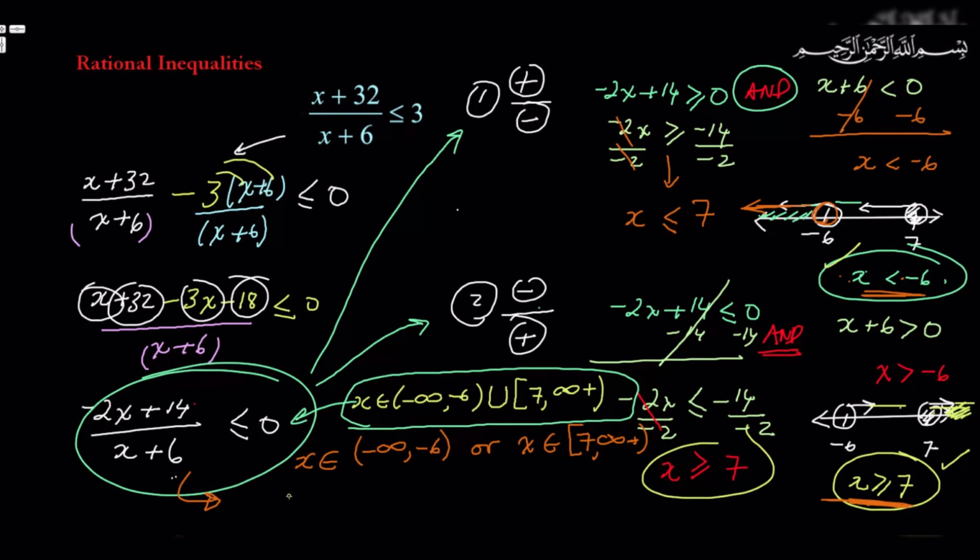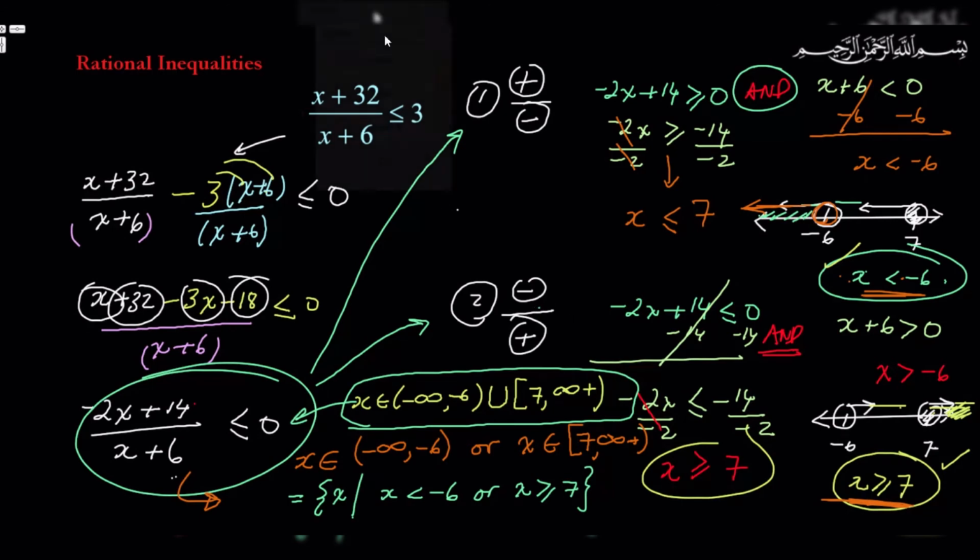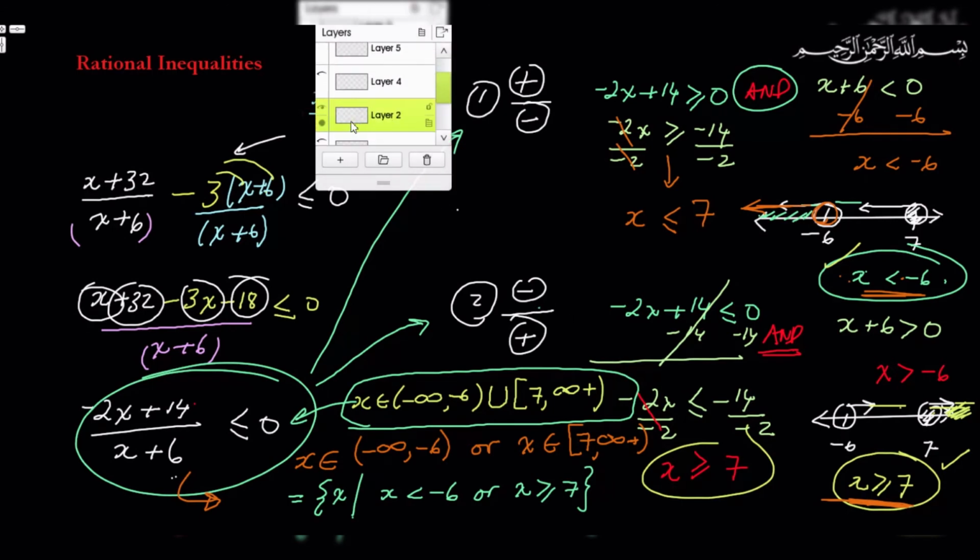Another way of expressing this solution is using set notation. The solution to this inequality is the set of all numbers x such that x is less than, it's not equal to -6, it's just less than -6, or x is greater than or equal to 7. So that's another way of expressing the solution to this inequality. Well, let's see if we can do some more exciting problems like this.